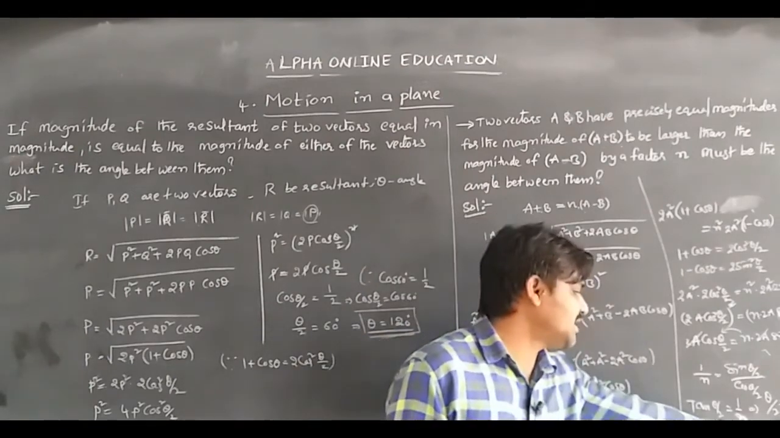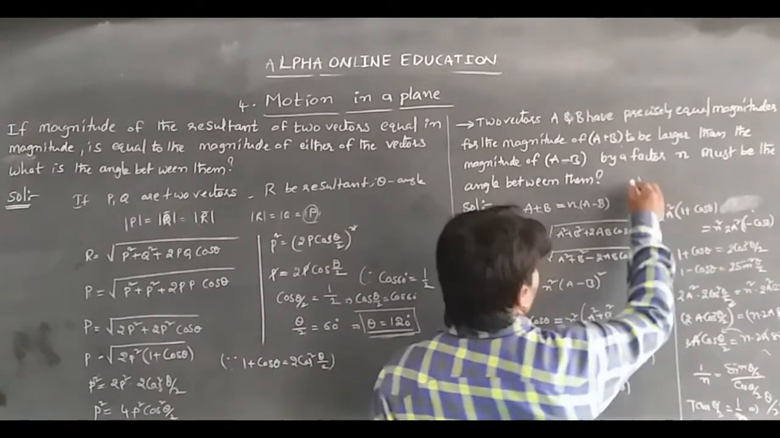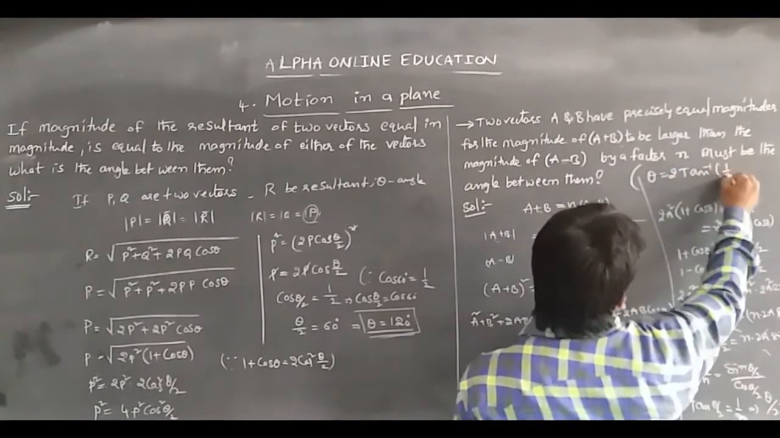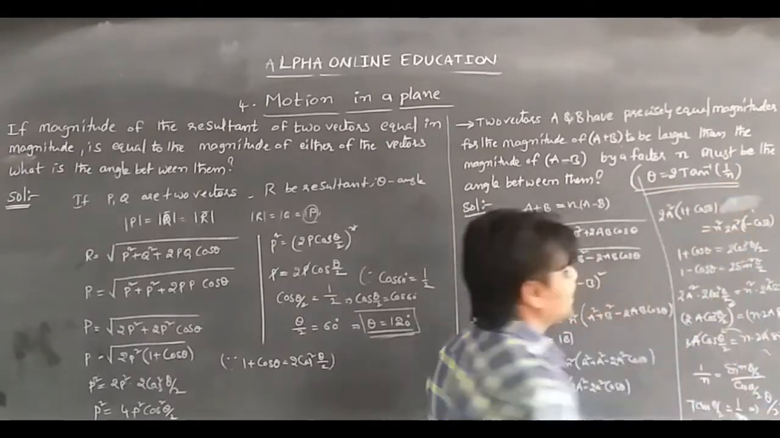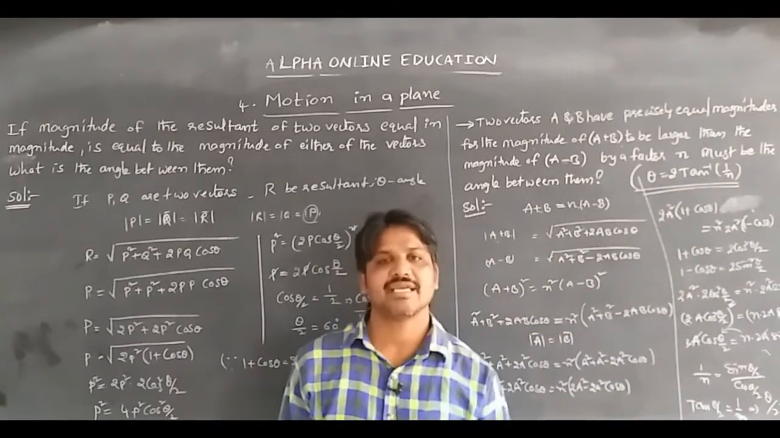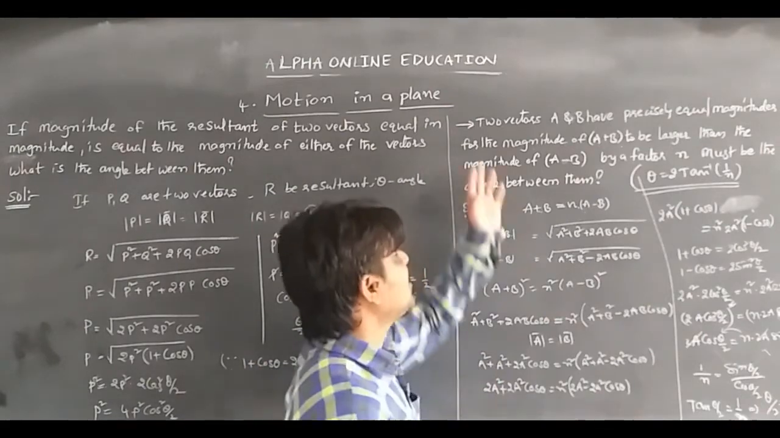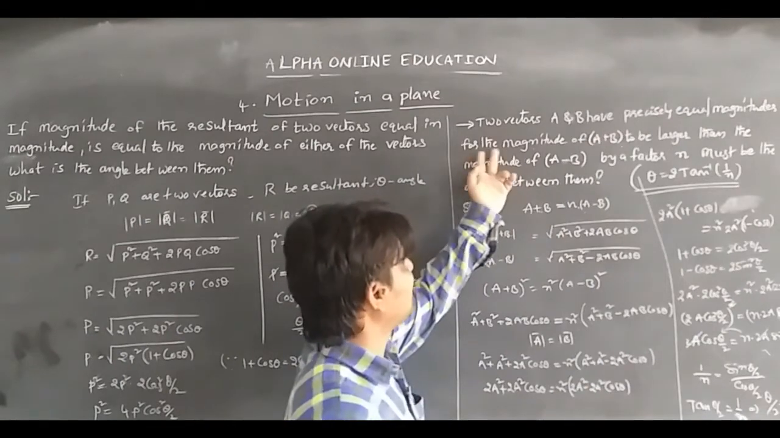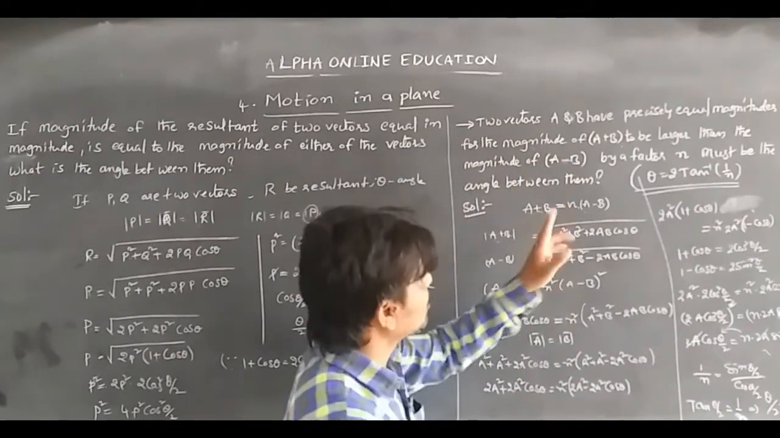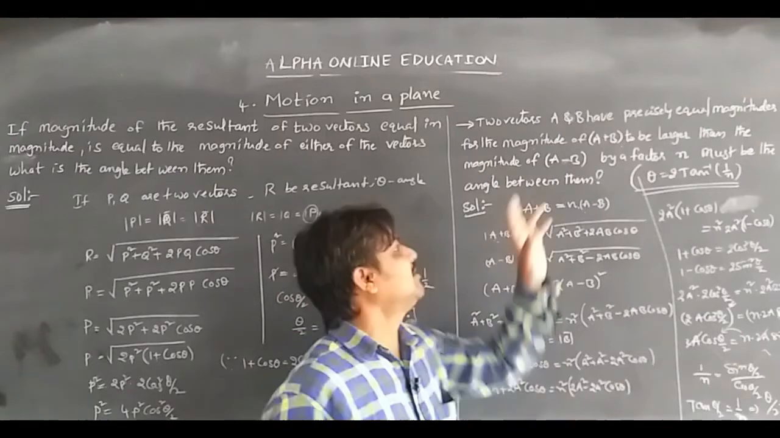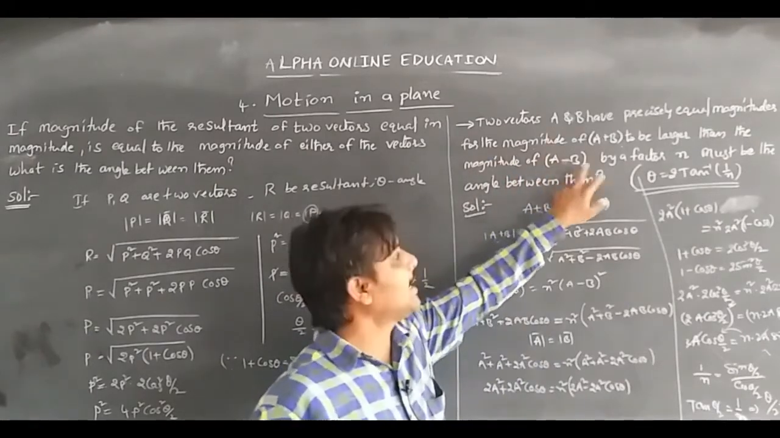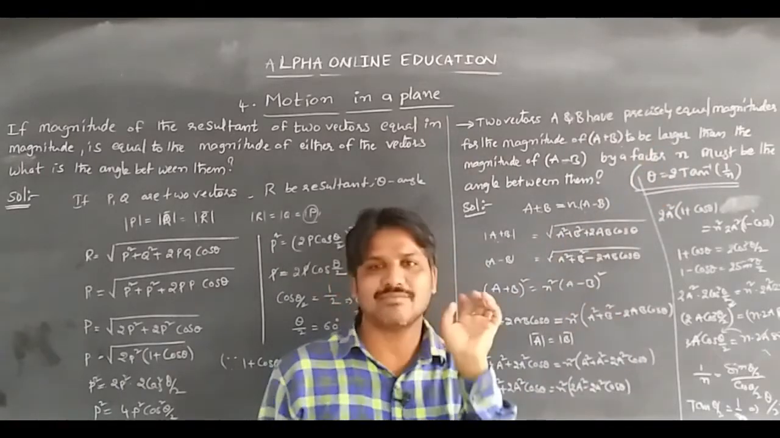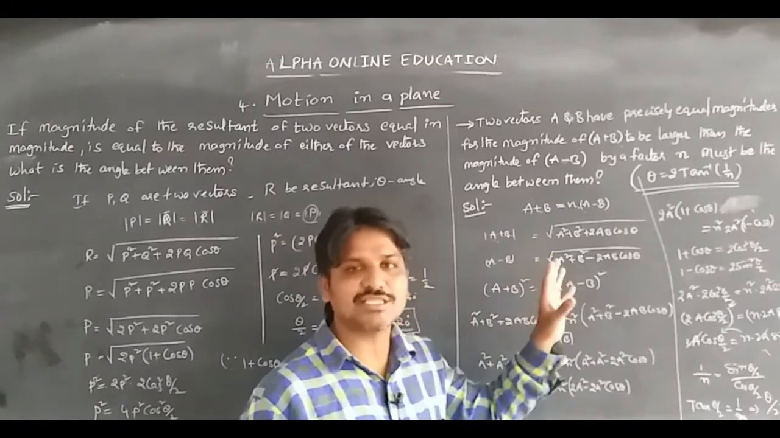The angle theta is equal to 2 tan inverse of 1/n. This will be the angle between a plus b and a minus b. Once again, two vectors a and b have precisely equal magnitudes. So for the magnitude of a plus b to be larger than the magnitude of a minus b by a factor of n, what must the angle between them be? It must be theta equal to 2 tan inverse of 1/n.